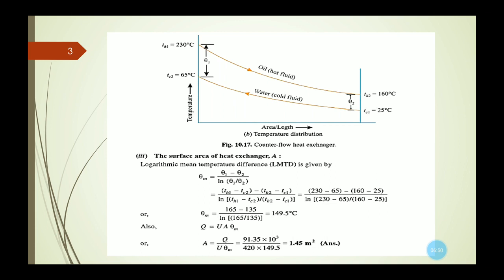Now, these are actually the graph for the counterflow heat exchanger. So these are known to us. Now for the third part of this numerical, we need to calculate the surface area of the heat exchanger. So in that case, we need to use the concept of the LMTD, or the formula of the LMTD in case of the counterflow heat exchanger, and the formula of the overall heat transfer coefficient.